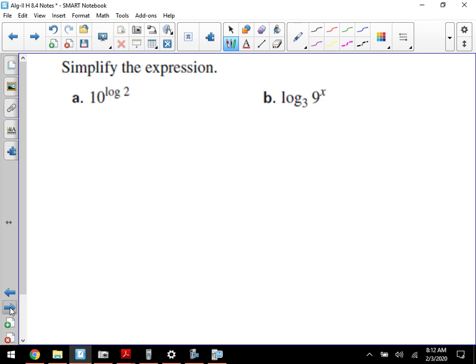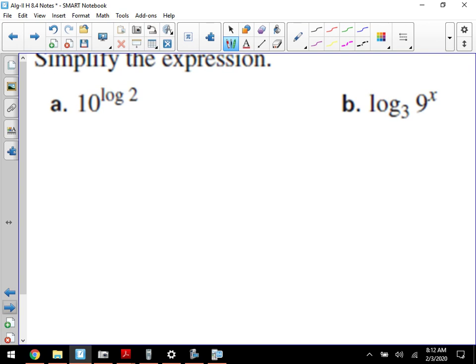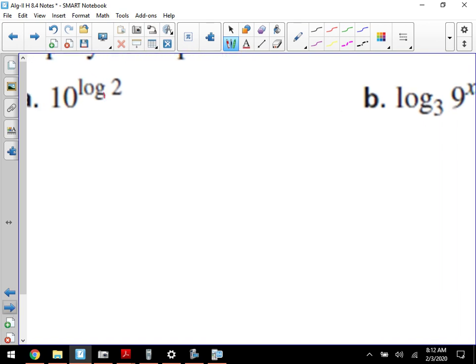Now, are those bases the same? What's the base of that log? 10. So the idea, like I was getting at here, is the same thing. These two bases are the same. If those two bases are the same, whatever is left over drops. That's it. If the bases are the same, it drops.